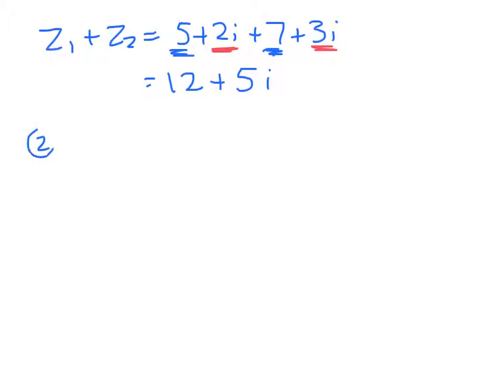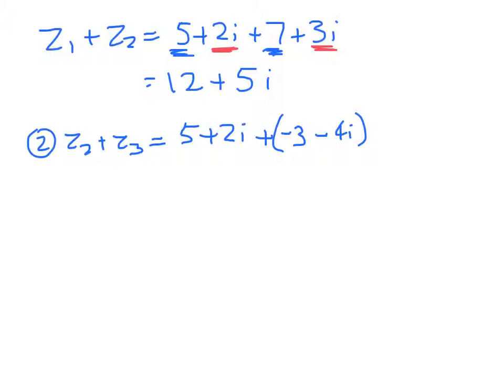Right, number 2, Z2 plus Z3 is equal to 5 plus 2i plus -3 minus 4i. Oh, that's the wrong numbers. Sorry, that's Z1.